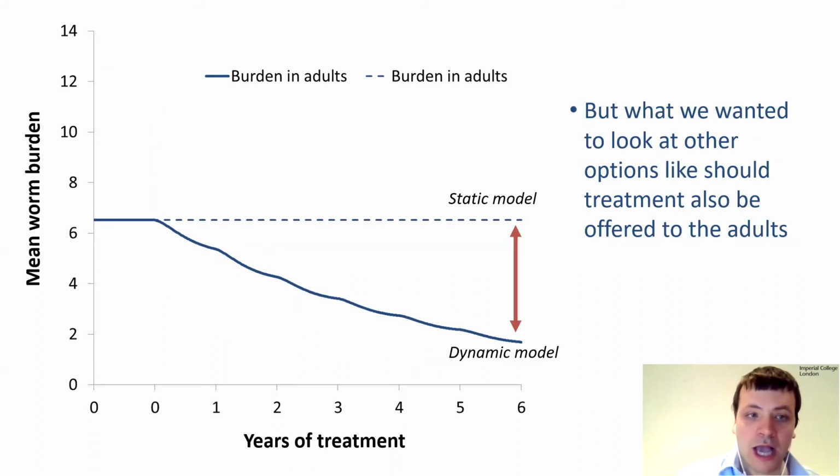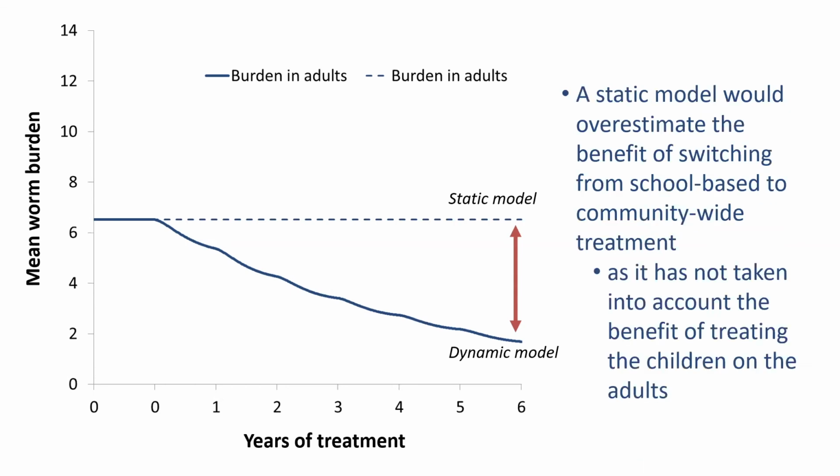nothing. However, if we wanted to look at other options as well, like should treatment be expanded to include the adults, we would find that the static model would overestimate the benefit of treating everyone in the community versus just the school children, because it's not taking into account the indirect benefits of treating the school-aged children on the population. So it's overestimating the remaining burden in the adult population.